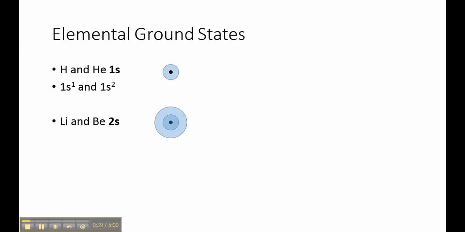Let's complete the ground state picture for helium. It looks the same as for hydrogen. The only difference is that now the orbital holds 2 electrons. Lithium and beryllium use the 1s and 2s subshells. The electron configuration for lithium is 1s2, 2s1, and beryllium is 1s2, 2s2.